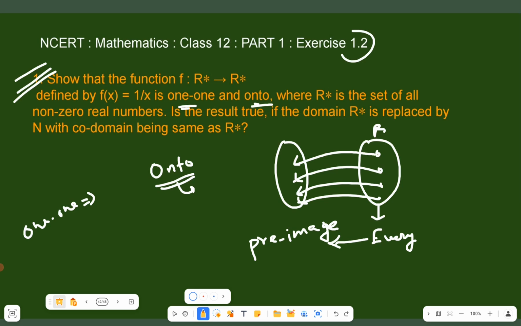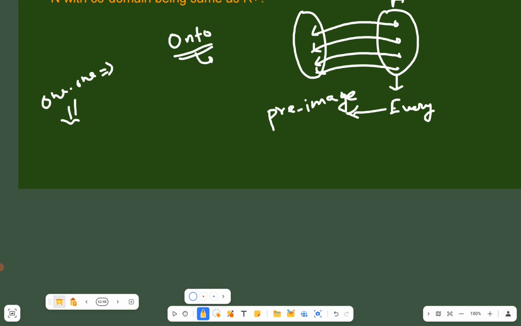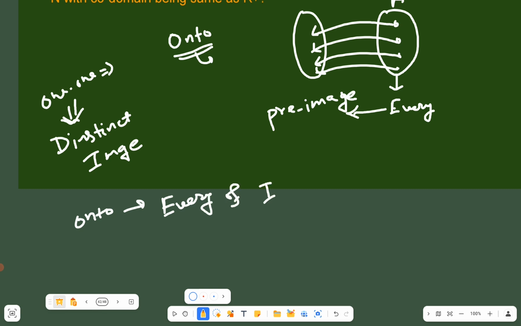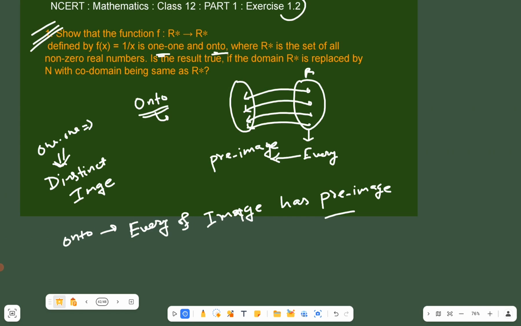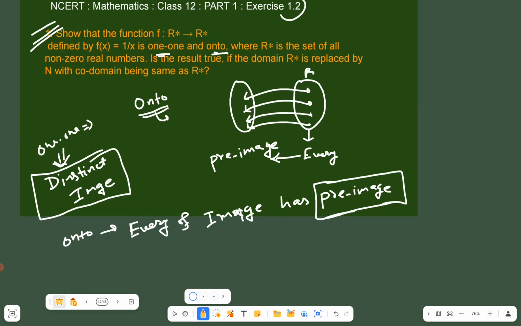So what does one-one mean? Distinct images. Onto means every element of the image set has a pre-image. That is called onto and one-one. Underline the point: distinct image and pre-image.